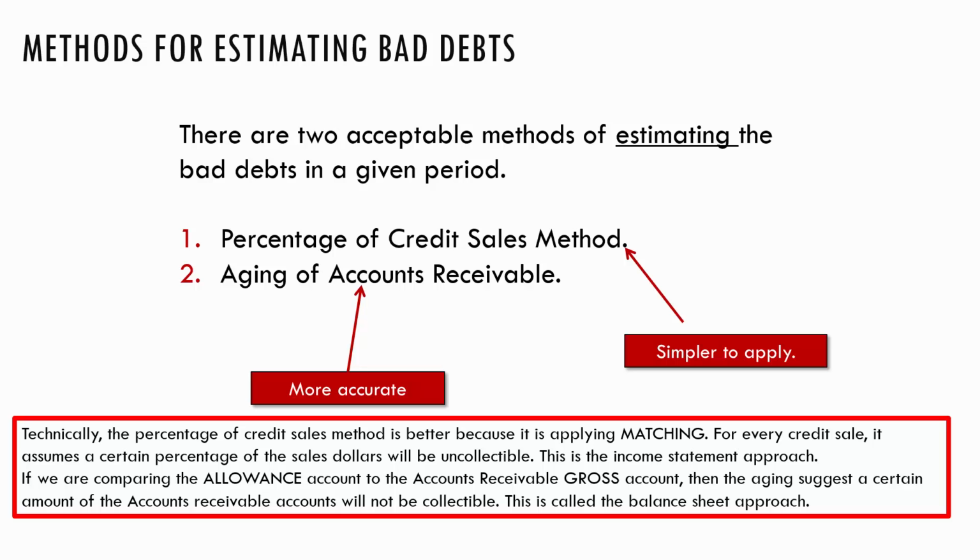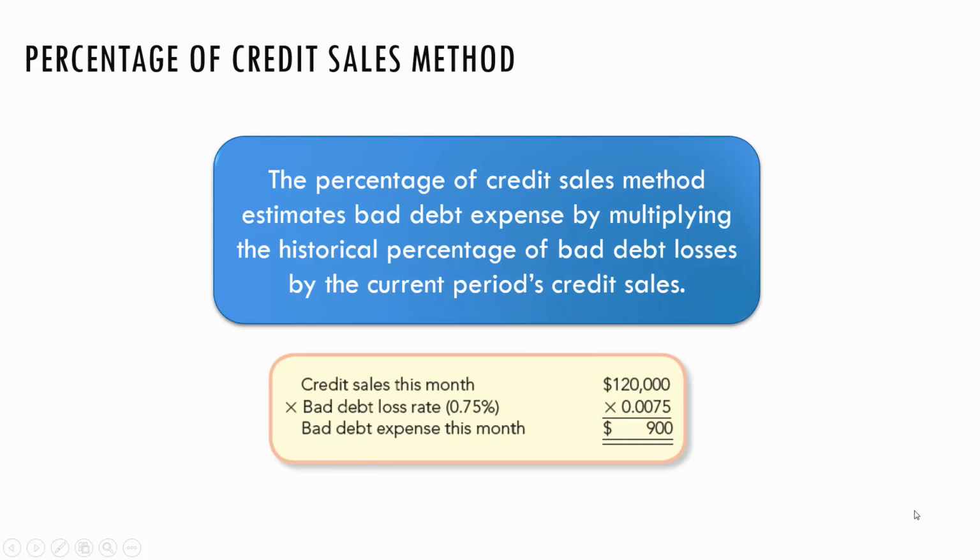The aging of accounts receivable may be a little more accurate, because what we're really talking about with that one is looking at the balance sheet and saying, what should we show as the value of our accounts receivable? What do we really think we will be able to collect? Because accounts receivable itself is an overestimation of what we're going to collect. So we have to think about what it should be. And this is the aging of accounts receivable method. So two methods in this: percentage of credit sales and aging of accounts receivable.